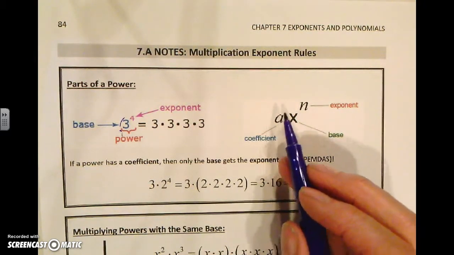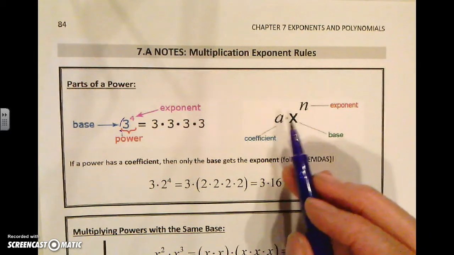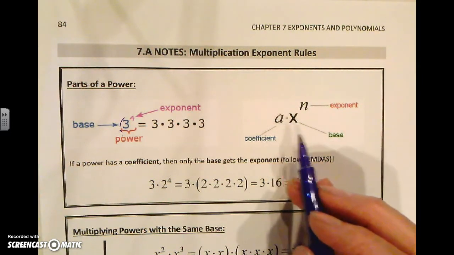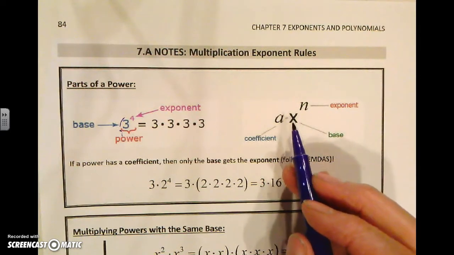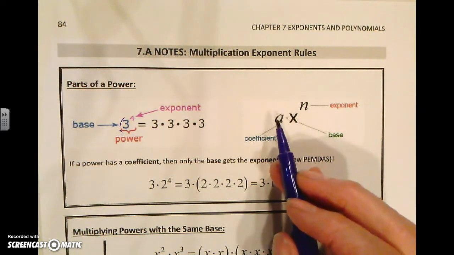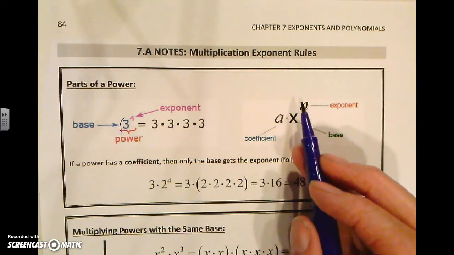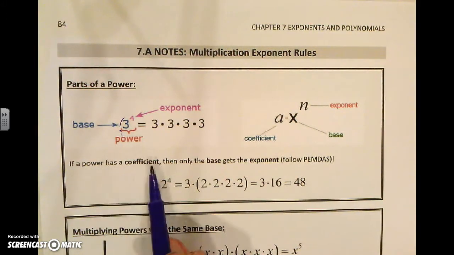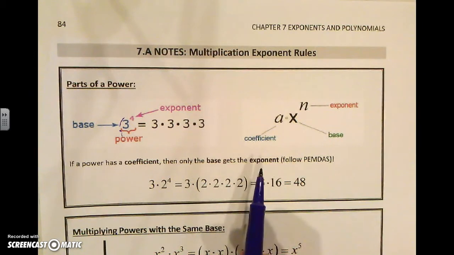Sometimes we will have a coefficient multiplied times our power. So this would be the coefficient, a number that's multiplied times our power. The x itself is the base. Now that's going to be important. The a is not included, just the x is the base, and then n is the exponent. A is a coefficient. So if a power has a coefficient, then it's only the base that gets the exponent.